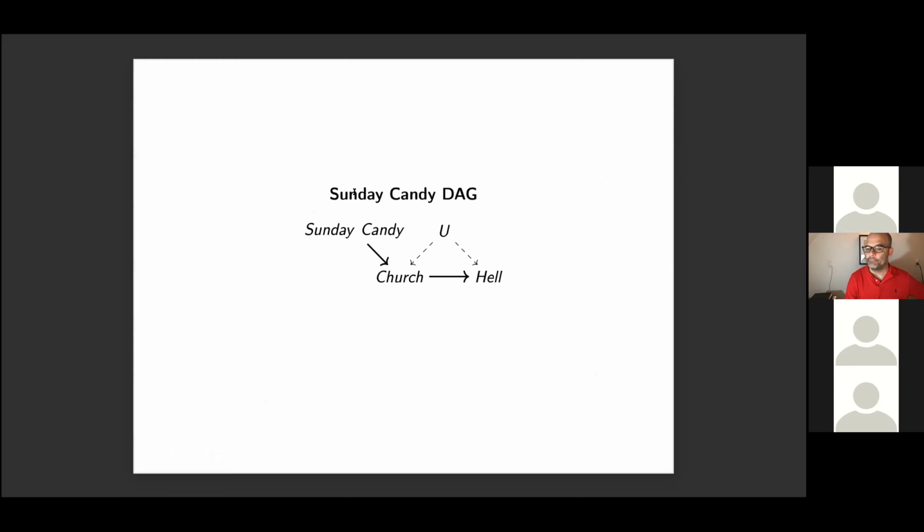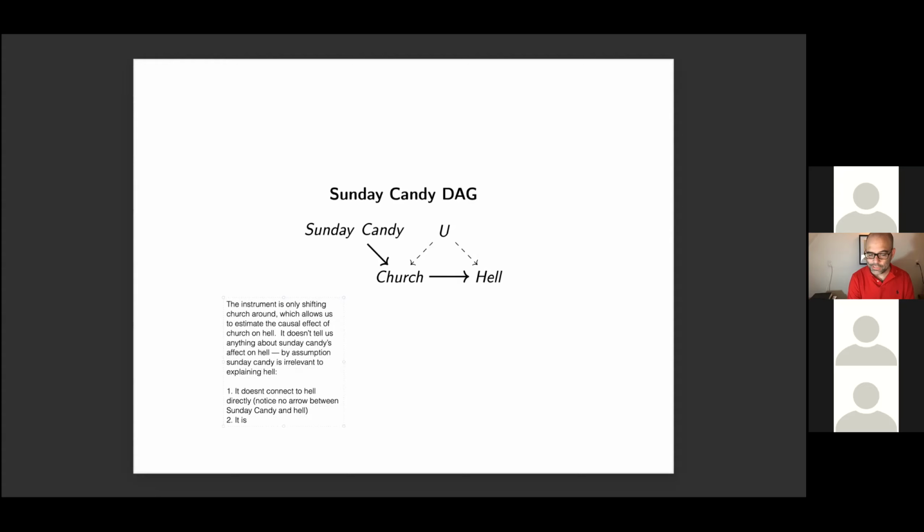And that's the diagram for it. Sunday Candy changes church. Sunday Candy has nothing to do with the otherwise unobserved determinants of going to church or going to hell. And by changing church, notice church now changes. Now we can estimate the effect of church on hell. All that the instrument is doing is shifting church around, which allows us to estimate the causal effect of church on hell. It does not tell us anything about Sunday Candy's effect on hell. By assumption, Sunday Candy is irrelevant to explaining hell. It does not connect to hell directly. Notice no arrow between Sunday Candy and hell.